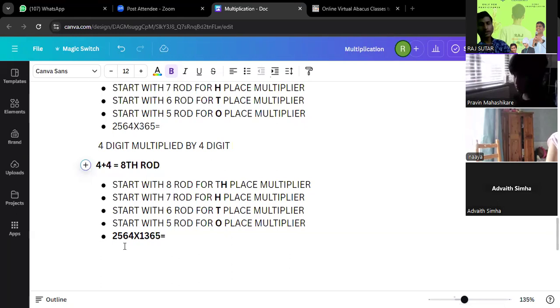Pranil, have you completed, dear? Almost. First is 1 multiplied by 2, so it will be 0, 2. Getting it? So where will you write the answer? On the 8th and the 7th rod. 0 on the 8th rod, 2 on the 7th rod. Think and do.